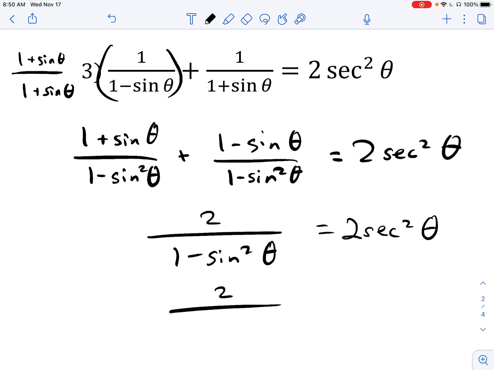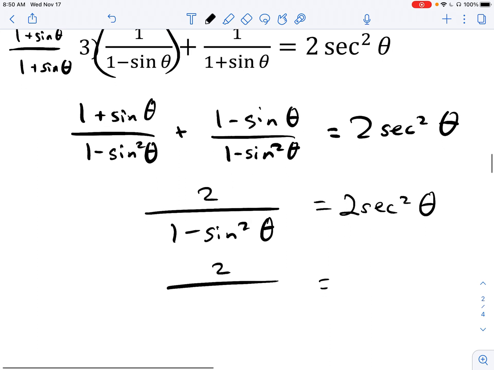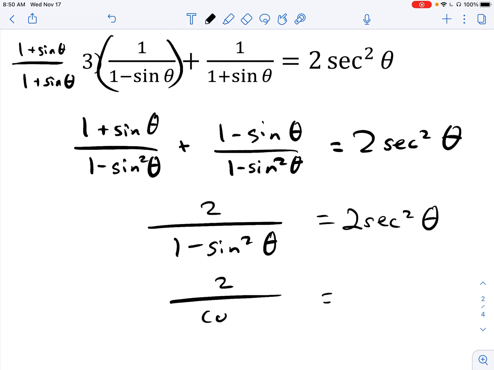And 1 minus sine squared theta, if I apply the Pythagorean identity, I know that that is equal to cosine squared theta, which is then 2 times secant squared theta. And there is our verification.